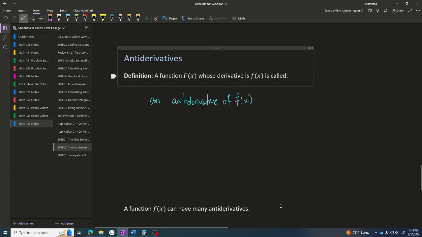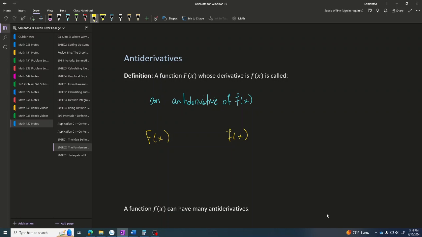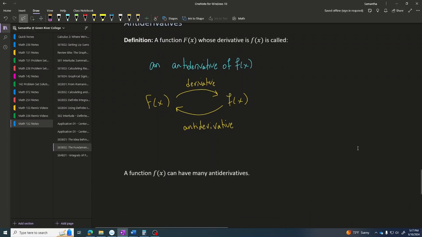So diagrammatically, the relationship between capital F of x and lowercase f of x is that if capital F becomes lowercase f when you take a derivative, then lowercase f becomes capital F if you take an antiderivative. So the antiderivative, as the name suggests, is literally just the opposite or the reverse of the derivative, in the opposite direction. That is what we call an antiderivative.